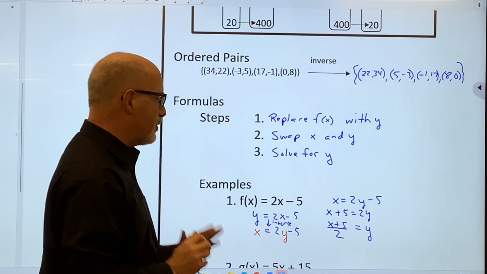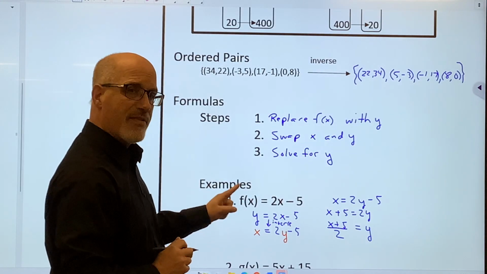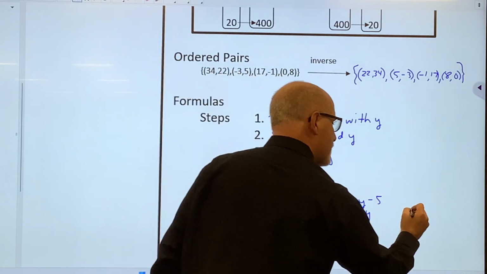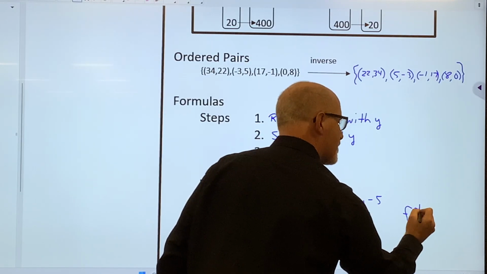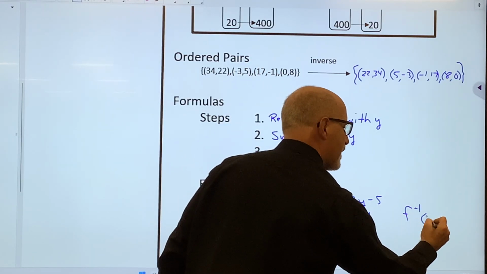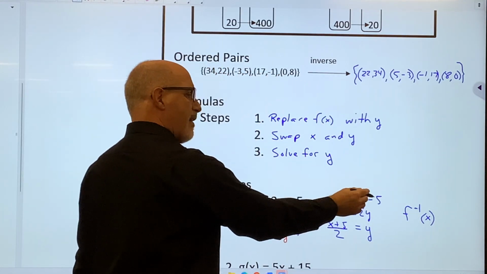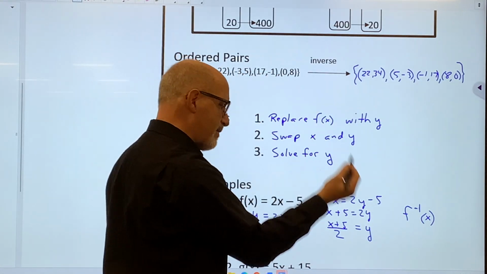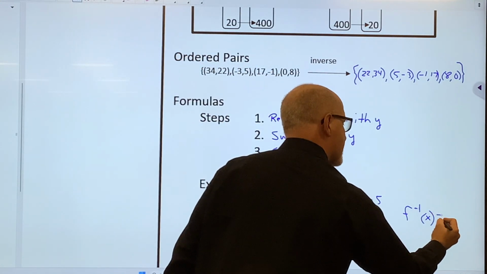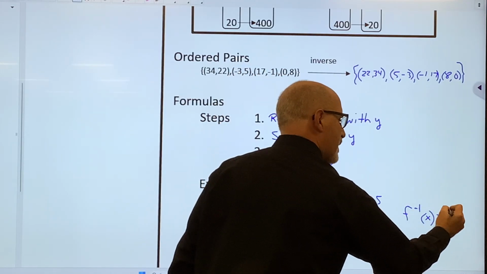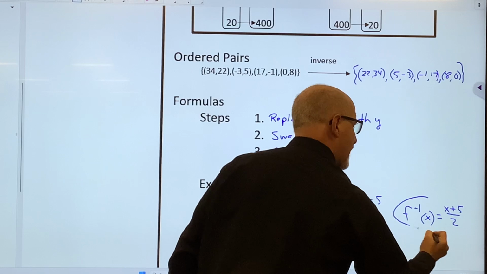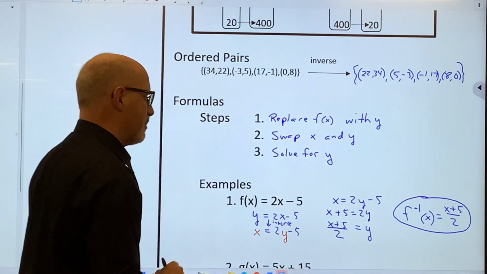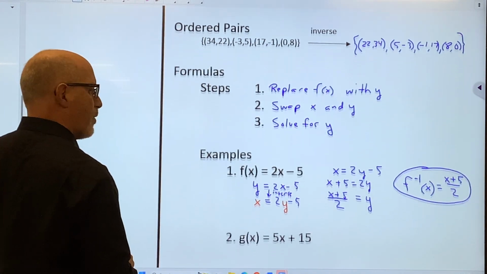Now the formal notation for it, since this is f of x, and we've got to use this new notation, is to put a little -1 up there. So f -1 of x, that means inverse function of x, is going to equal my new formula, (x plus 5) over 2. So this is my answer to that problem and the notation I use for it.